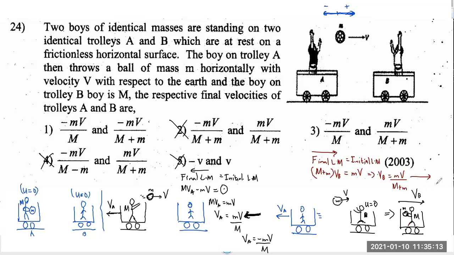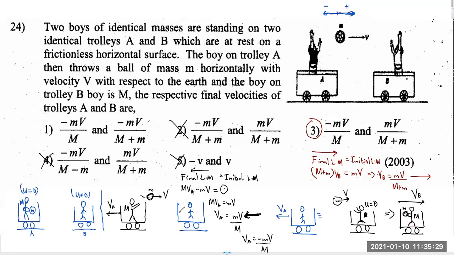Right and left directions are important because momentum is a vector. Therefore, the answer should be the third one. Both can't be minus. If both are minus, what is the meaning? Both are moving in the same direction, but it doesn't happen that way.